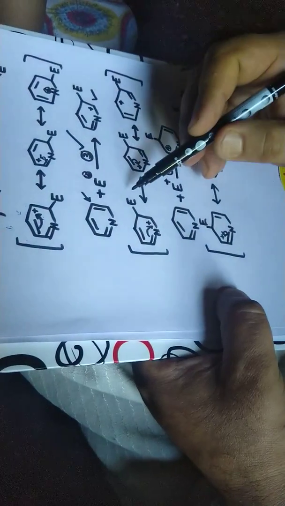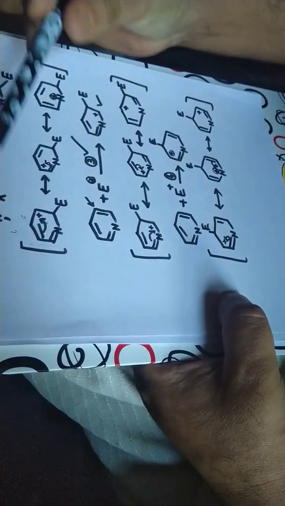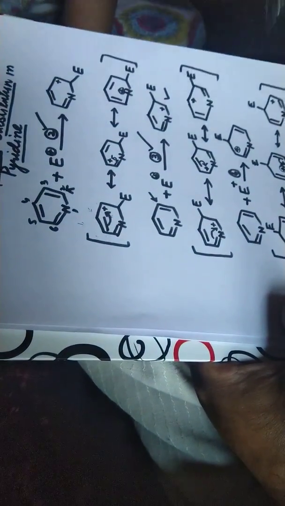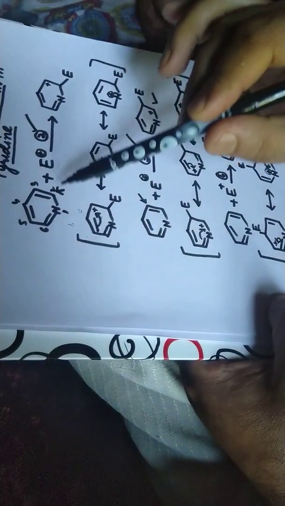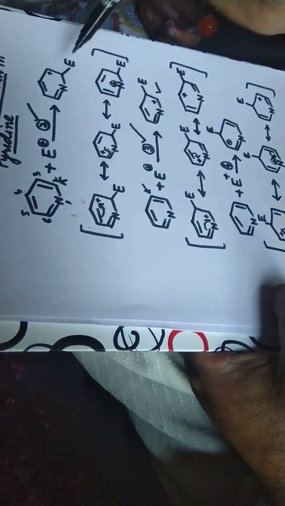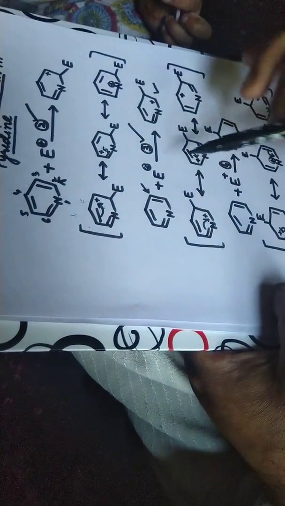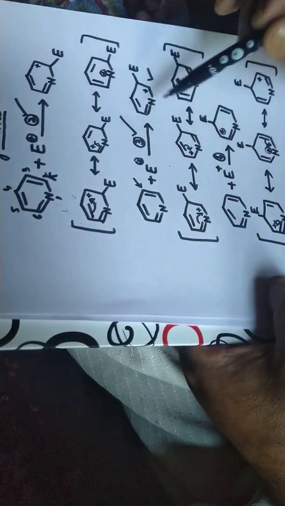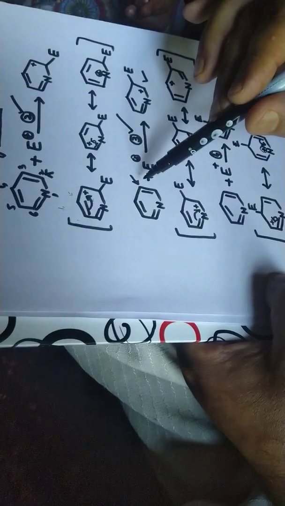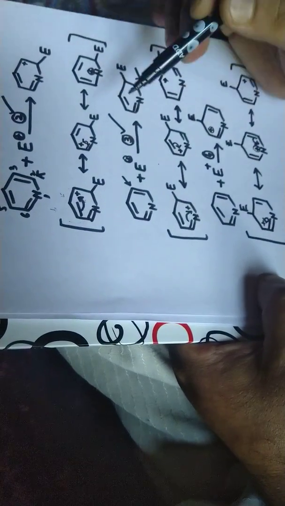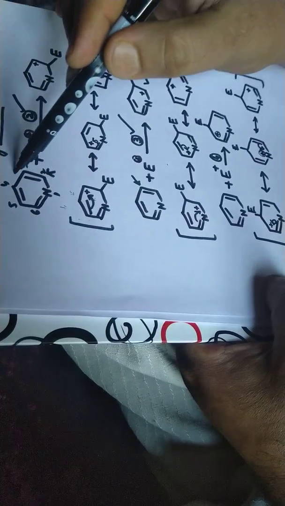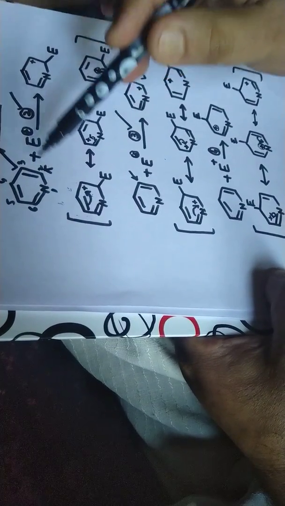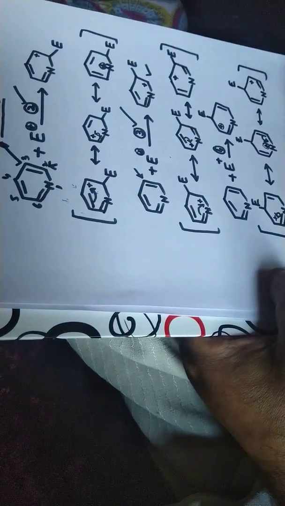Therefore, when the electrophile attacks this pyridine, it will try to attack at the position where it forms a stable intermediate, and a stable intermediate is formed when it attacks at position 3. That is why electrophilic substitution of pyridine takes place at position 3, not position 2 or position 4. That's it.